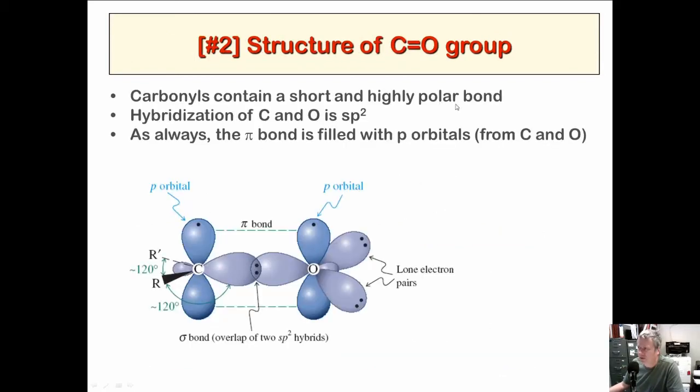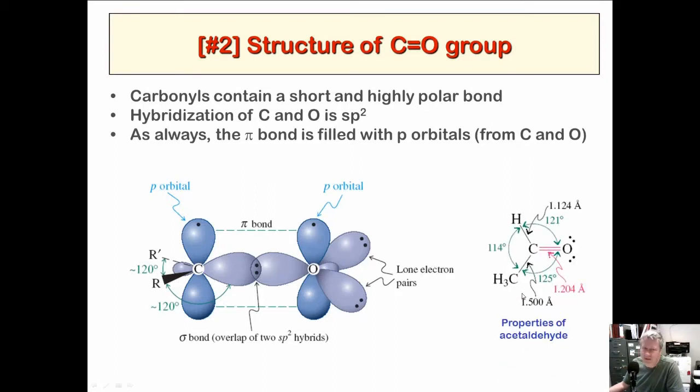The structure of carbonyls, so C double bond O things, ketones and aldehydes, for example, are short and highly polar, meaning there's a lot of reactivity, and that's why it's fun in organic too, because we talk about all the reactivity of ketones and aldehydes. Hybridization is sp2, because there's a double bond. The pi bond is formed from p orbitals: a p orbital on carbon and a p orbital on oxygen, and that's how we form the pi bond, which is the second bond.